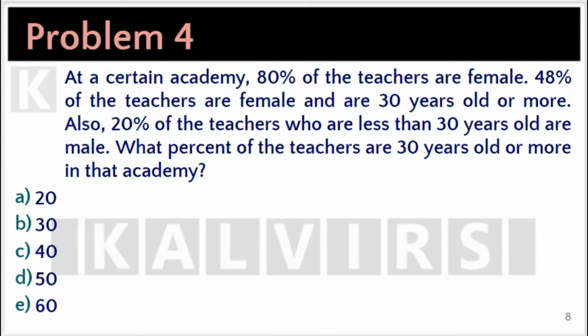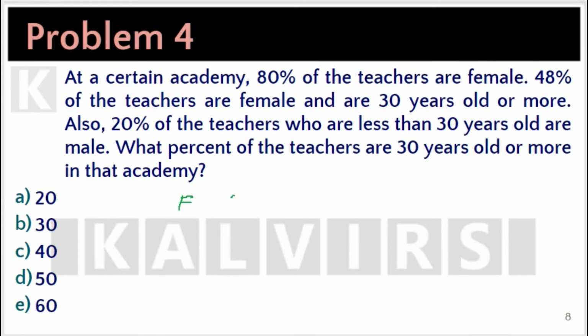At a certain academy, 80% of the teachers are female. 48% of the teachers are female and are 30 years old or more. Also, 20% of the teachers who are less than 30 years old are male. What percent of the teachers are 30 years old or more in that academy? Well, first of all, which method should we use to solve the problem?